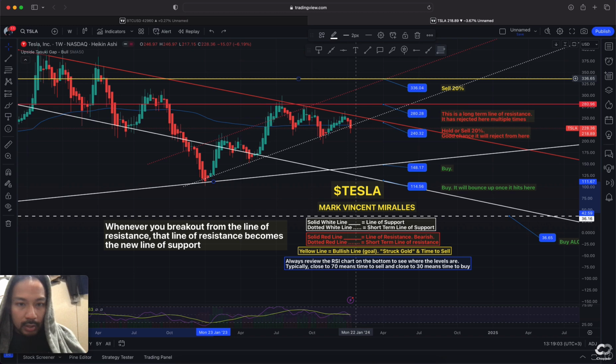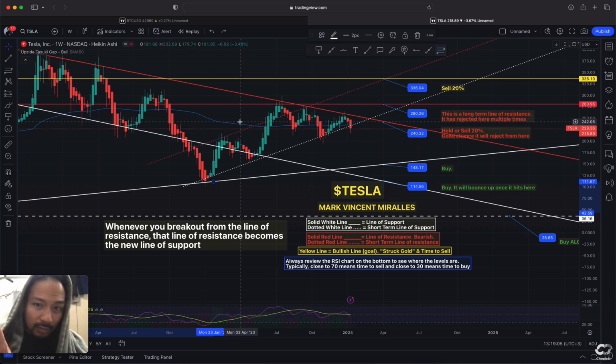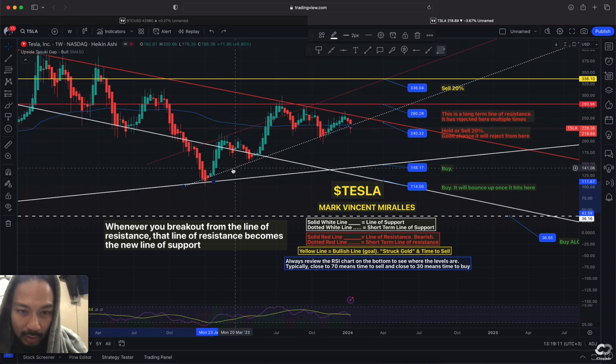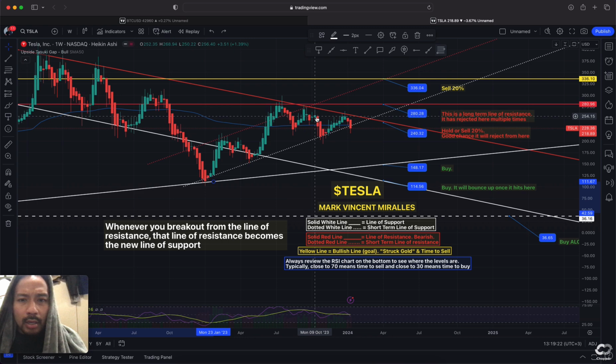Okay, so let's get all our lines back. So now you can see that we have three channels there, and I'm just going to show you guys right now. So we're actually coming to an end between right here, this short-term line of support and this long-term line of resistance. We've got this small triangle pattern, not really a symmetrical pattern or anything. So we just don't know whether Tesla's going to break out from here or continue to come back down, or what's going to happen, right?